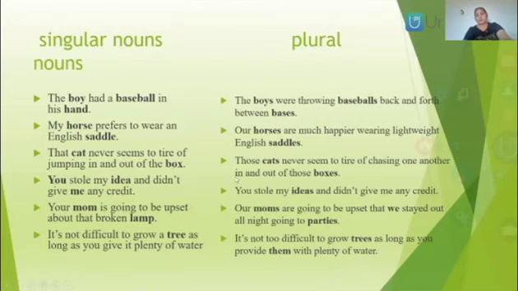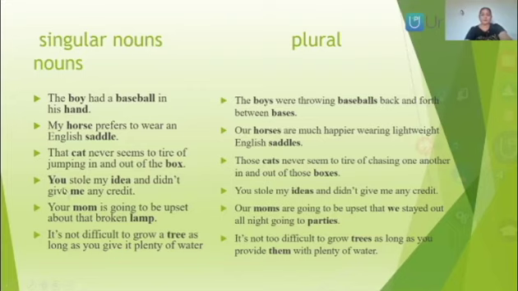Seems to tire of jumping in and out of the box. You come to the other side, you see that those cats, it means a plural subject. And see the verb, the condition of the verb: seem. It's not seems, all right? Those cats never seem to tire of chasing one another in and out of those boxes.